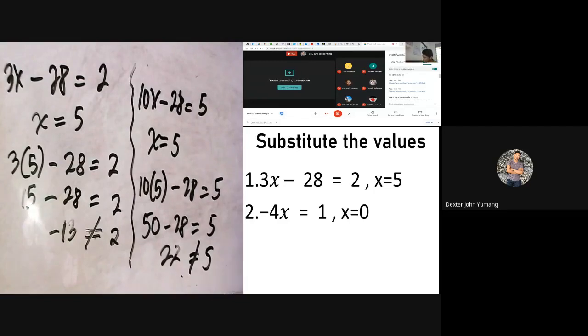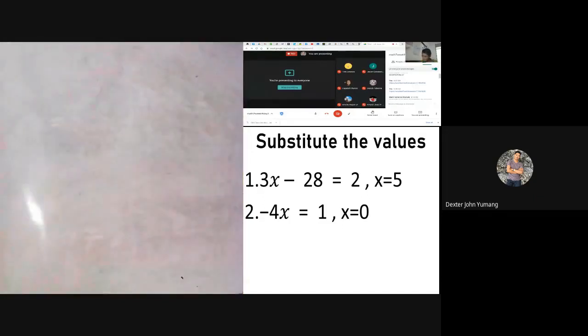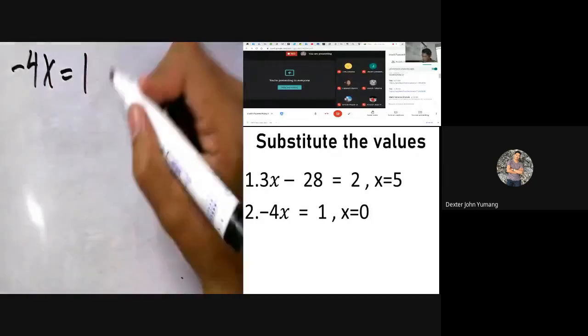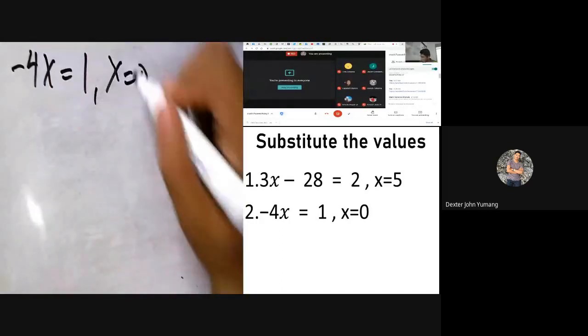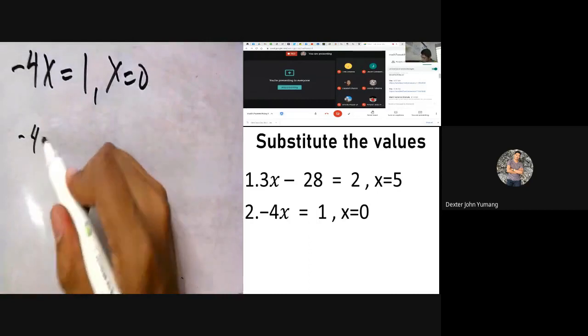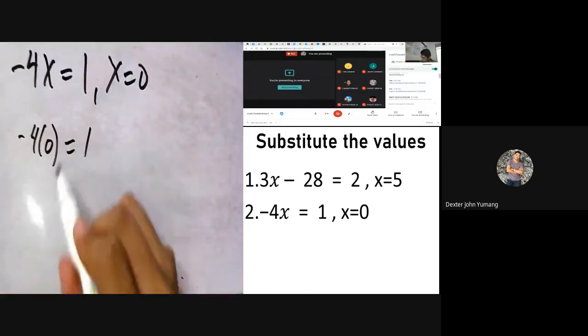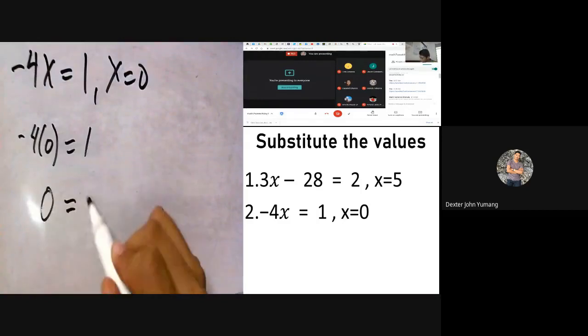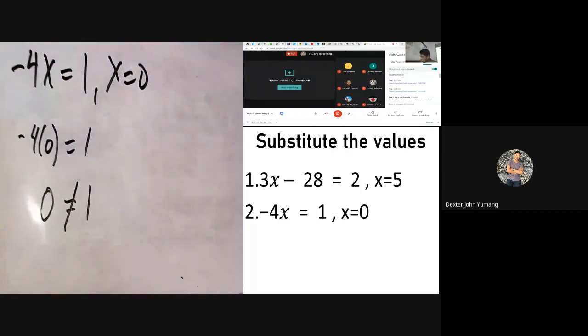Allow me to erase this one. In 5, 4, 3, 2, and 1. Okay, for the next example, we have number 2, negative 4x equals 1, where x should be equal to 0. So negative 4 times 0 equals 1. Any number multiplied by 0 becomes 0. Is 0 equal to 1? Not true. Correct. When would 0 and 1 be equal? Okay? So, that is about the substitution of the values.